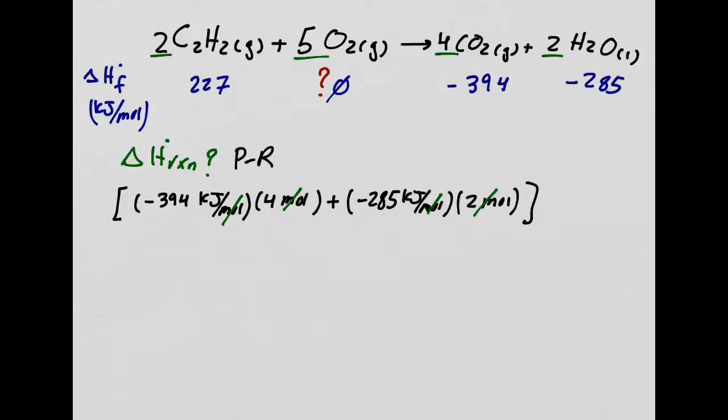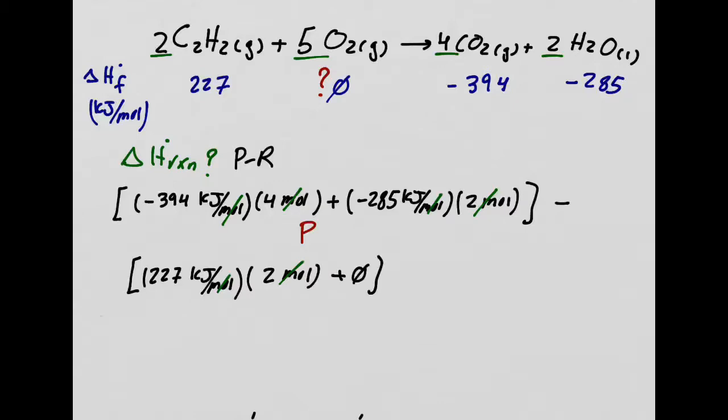These are all my products minus my reactants. So I add up all my products and subtract my reactants. What do I have for the reactant? I have 227 kilojoules per mole again. So what do I have to do? Multiply by the moles, which is 2 moles, so this can cancel out. Oxygen is 0, so I don't have to worry about it. So product minus reactant, but you have to care about the coefficient because you have to cancel out the number of moles.